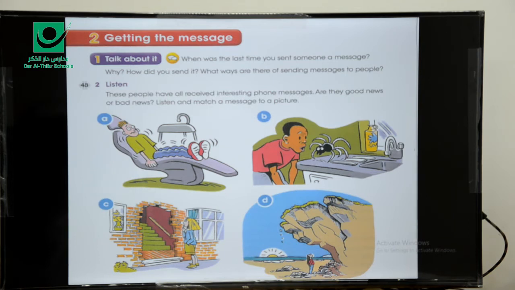Are they good news or bad news? Listen and match a message to the picture. Before I start listening, I want you to look at the pictures. Yes? Then listen. Track 48. 1.